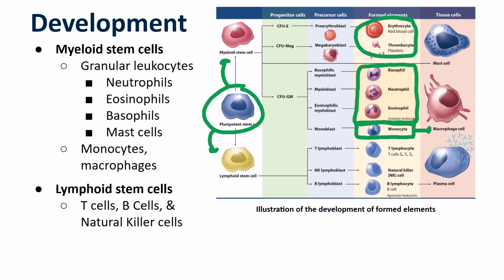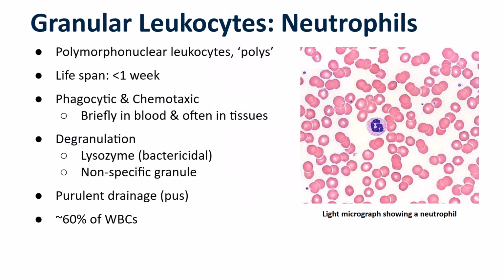And then the remainder of the agranular leukocytes come from lymphoid stem cells. So these are lymphocytes. So T cells or T lymphocytes, natural killer cells, and B cells or B lymphocytes, and their derivatives, plasma cells. So there are a couple of different developmental pathways to arrive at leukocytes.